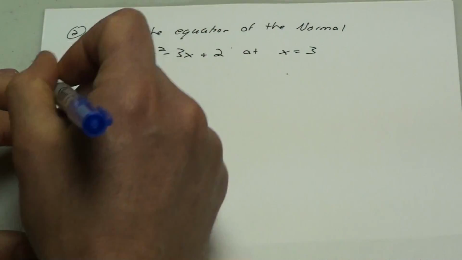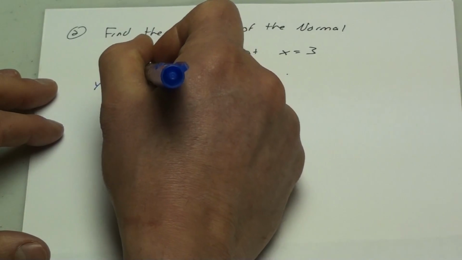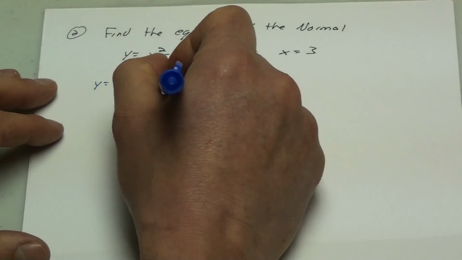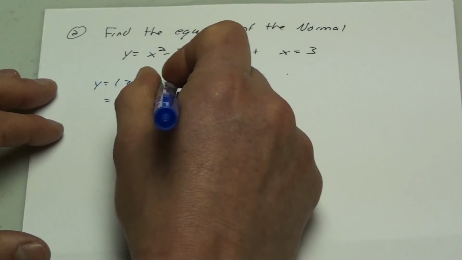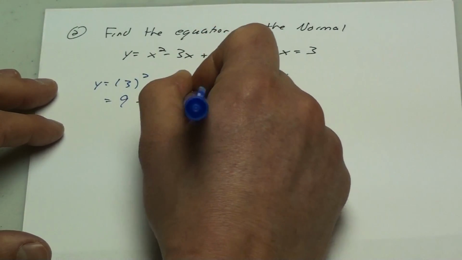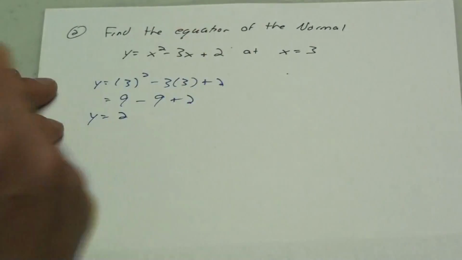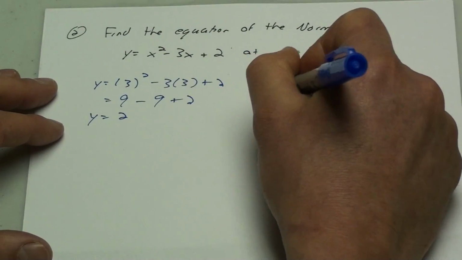So y equals 3 squared. It's at x equals 3, minus 3 times 3 plus 2. 3 squared is 9. 3 times 3 is 9 also, plus 2. So my y value is just going to equal 2. So that gives me the point (3, 2).